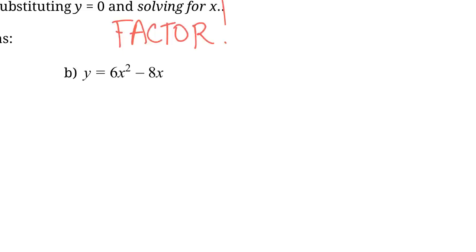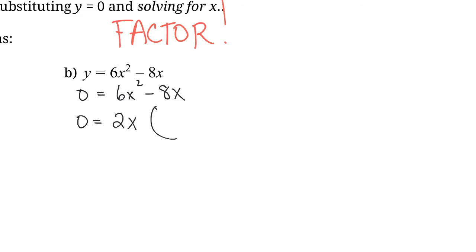We've got y equals 6x squared minus 8x. So we're going to start by putting a 0 in the place of y, since our equation has to be equal to 0. Our first step is to check for any common factors. So between 6x squared and 8x, there is indeed a common factor, and it happens to be 2x.